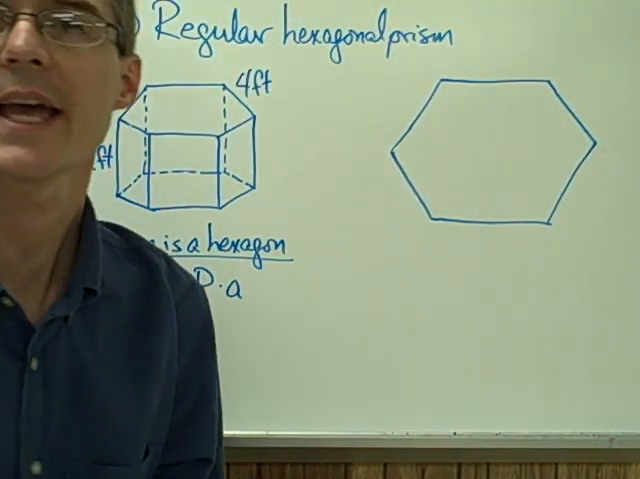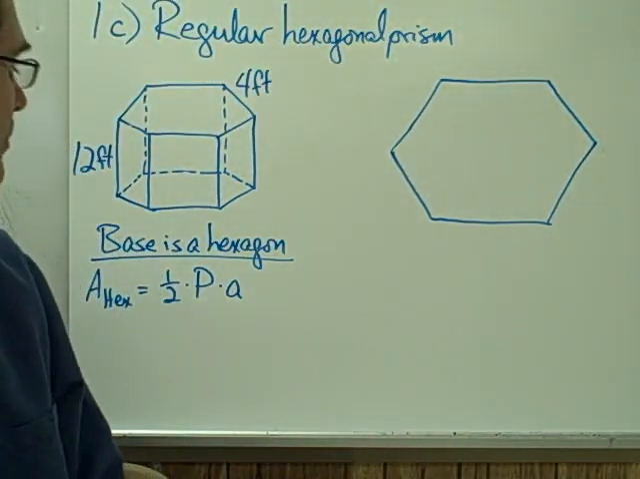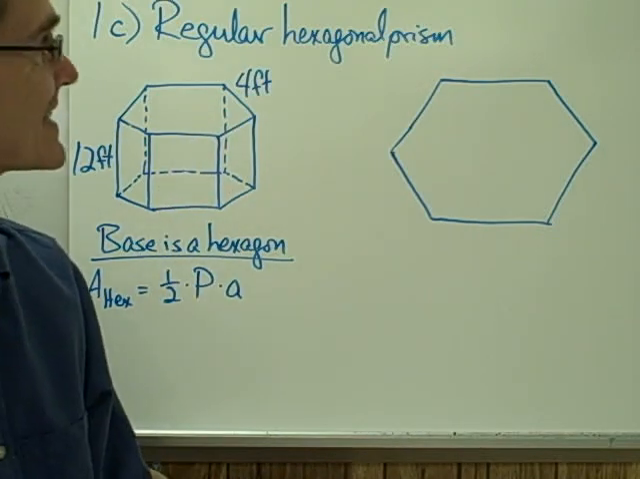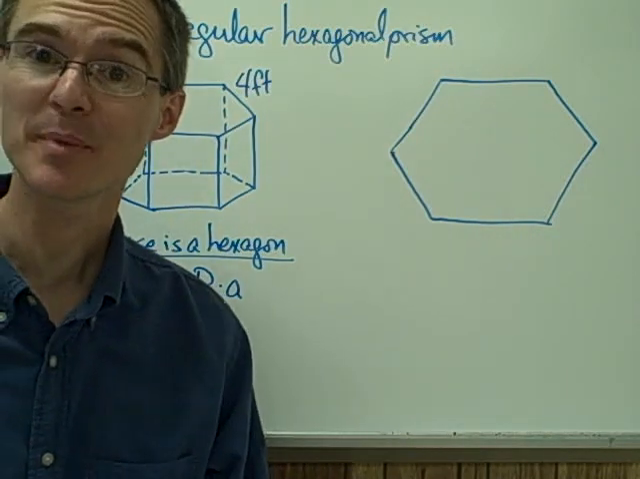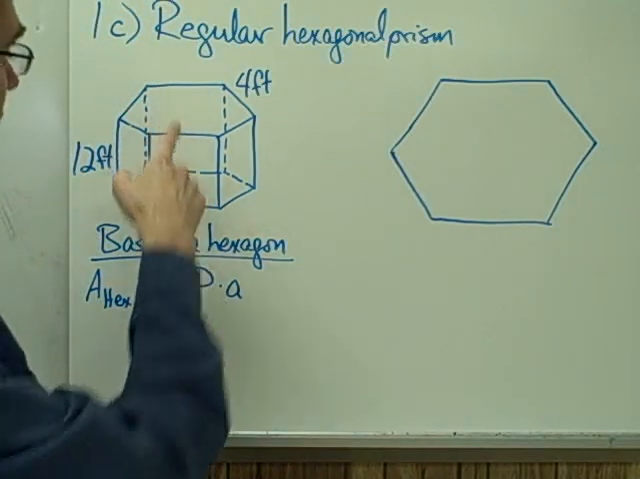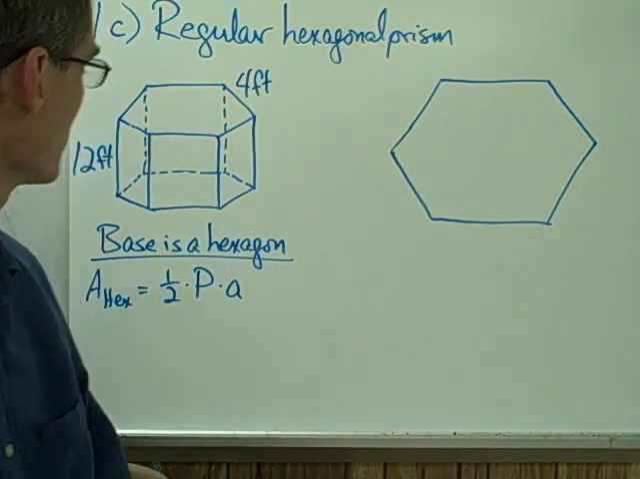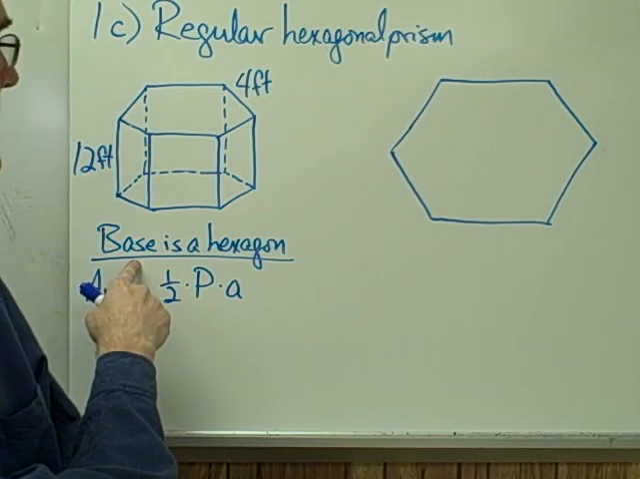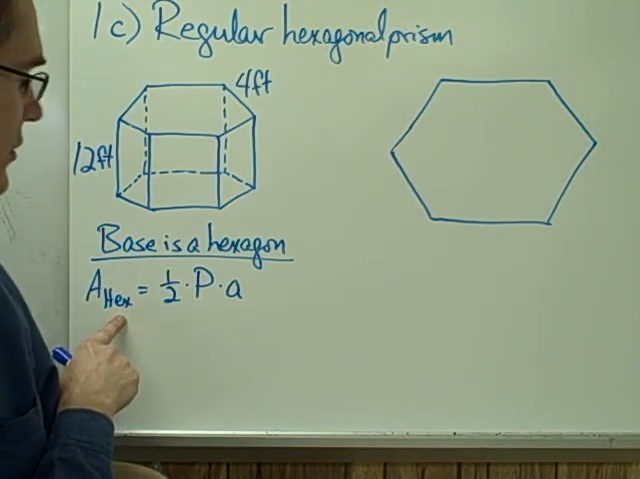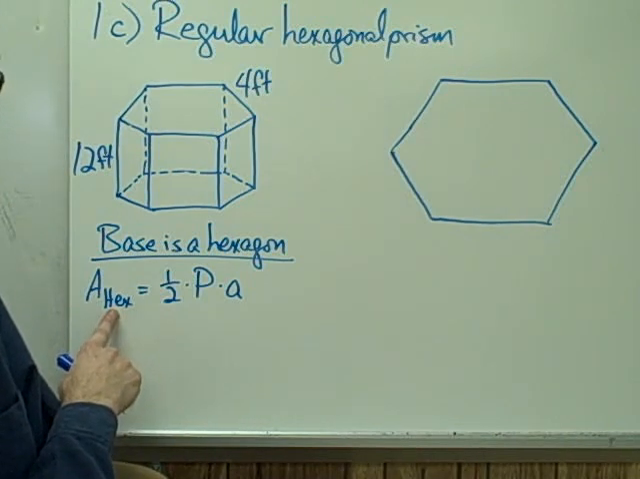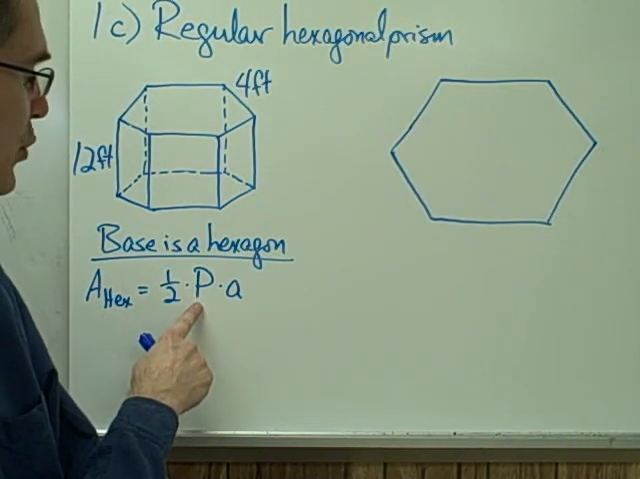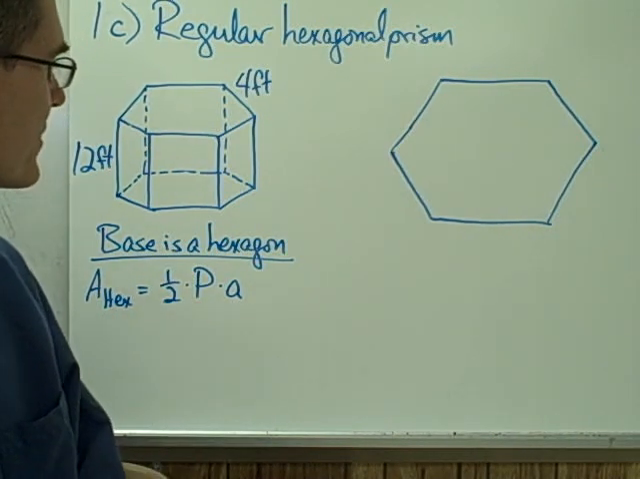All right, now let's take a look at how we calculate the base area for a regular hexagonal prism. So again, the first thing I want to note is, what's the shape of the base of my prism? In this case, my base is a hexagon, which means I need to know how to calculate the area of a hexagon. Well, I know how to calculate that. The area of a hexagon is 1/2 times the perimeter times the apothem.